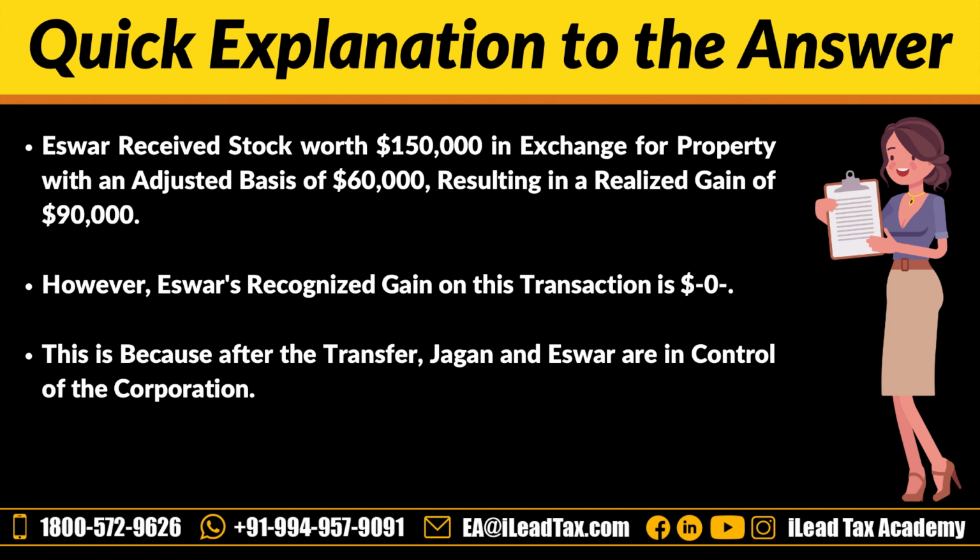So for tax purposes, when property is transferred to a corporation in exchange for stock, the general rule is that no gain or loss is recognized by the transferor if the exchange qualifies as a Section 351 transaction. Here, Ishwar is getting 60% of the Lyre stock and Jagan is getting 40% of the stock. So together they have 100% of the stock. The corporation is in the control of Jagan and Ishwar, so they qualify for Section 351. So Ishwar's recognized gain on this transaction is 0. Let's go to the next question.